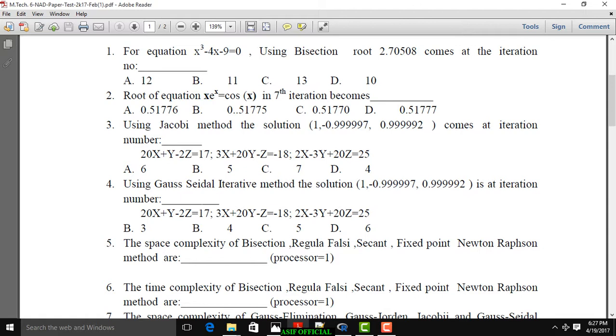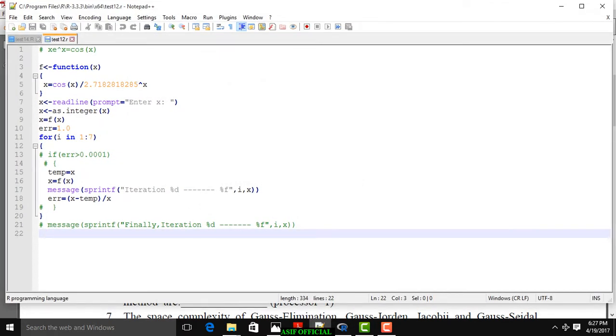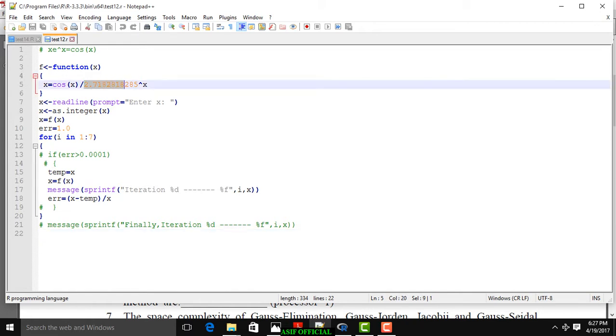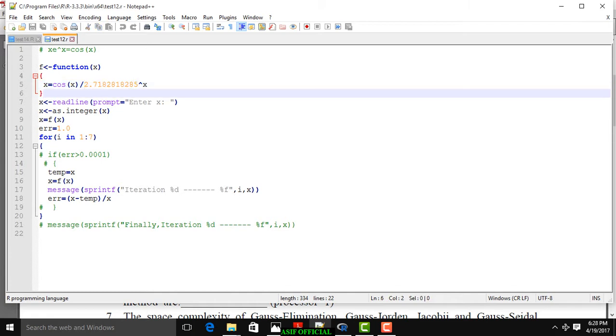The question is: the root of the equation x e to the power x equal to cos x, in the seventh iteration becomes, and the choices are 0.51776, 0.51775, 0.51770 and 0.51777. My program for this solution is here. I have written the equation as x equal to cos x divided by e to the power x, and the value of e I have written as 2.7182818285, that is up to 10 decimals.